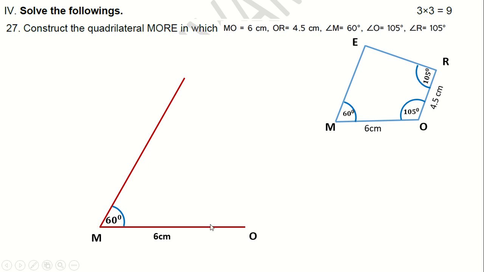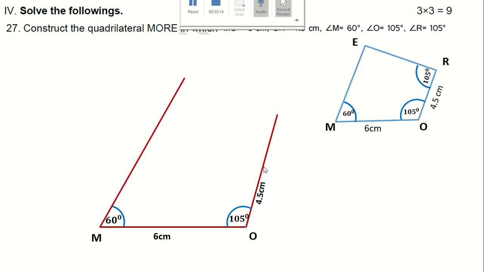Then we have to mark 105 degree. Here also we get 105 degree. There is another side, and here there is 4.5 centimeter. So you have to cut this by 4.5 centimeter. By taking a compass, you have to cut this one 4.5 centimeter, so that gives you an arc of 4.5 centimeter.